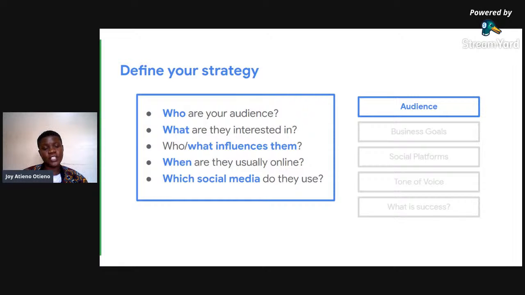What is it that they want to achieve? What difference do they want to make in their lives? And how is it that your products will do that? So you need to identify who they are, what they are interested in, and what influences the choices that they make. You want to identify when they are usually online so that you can target them exactly. And then you also want to look at which social media they use.